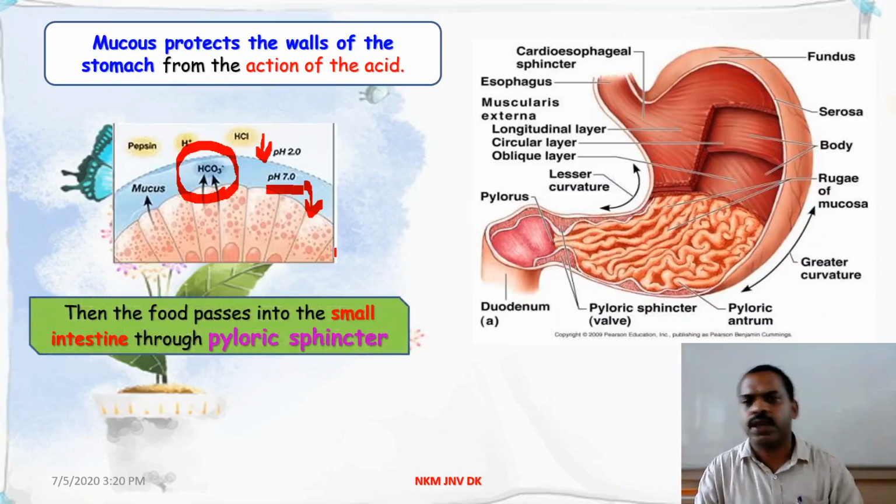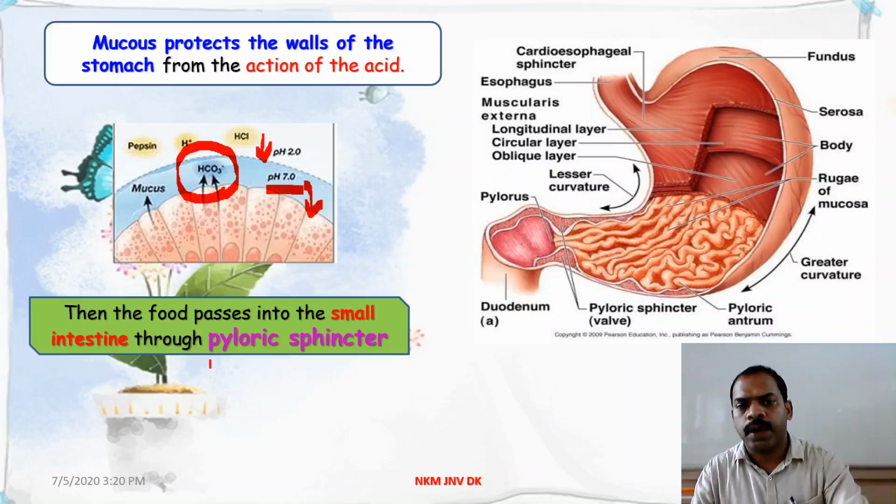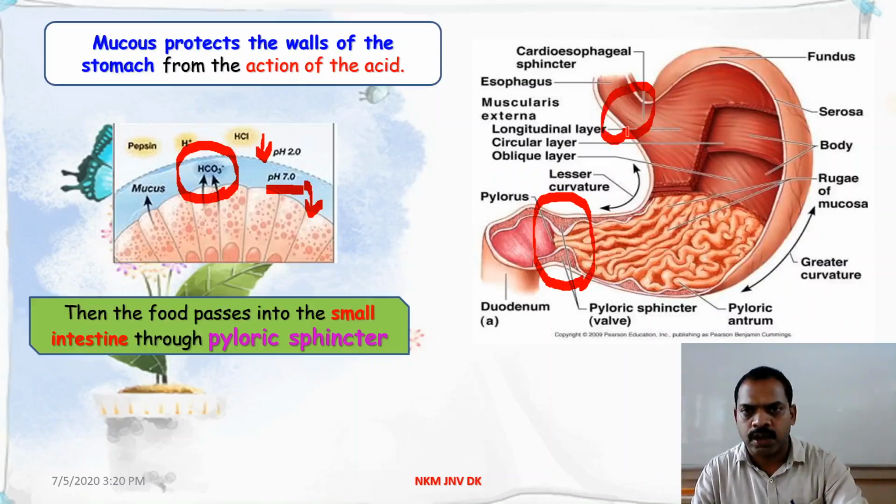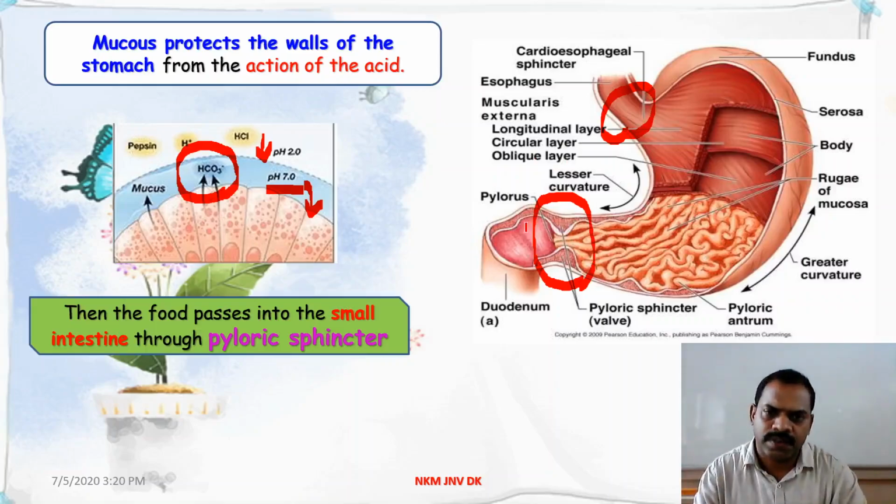So once the food is completely digested, the stomach part is over, then it goes to the small intestine through the pyloric sphincter. So where is the pyloric sphincter? Here there is an opening with special type of muscles to control it, and here another sphincter, the esophageal sphincter. So what is the role of these two sphincters? Both sides it closes.